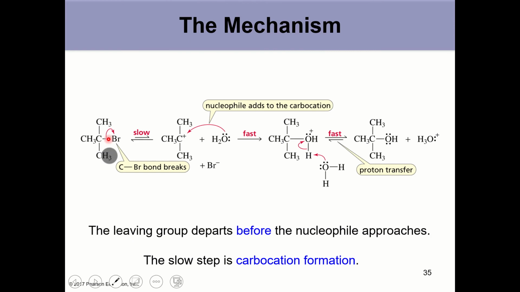Okay, so as I said, first the halogen falls off. This is the slow step. This is the rate determining step, or RDS. So that's going to be the absolute maximum on an energy graph.